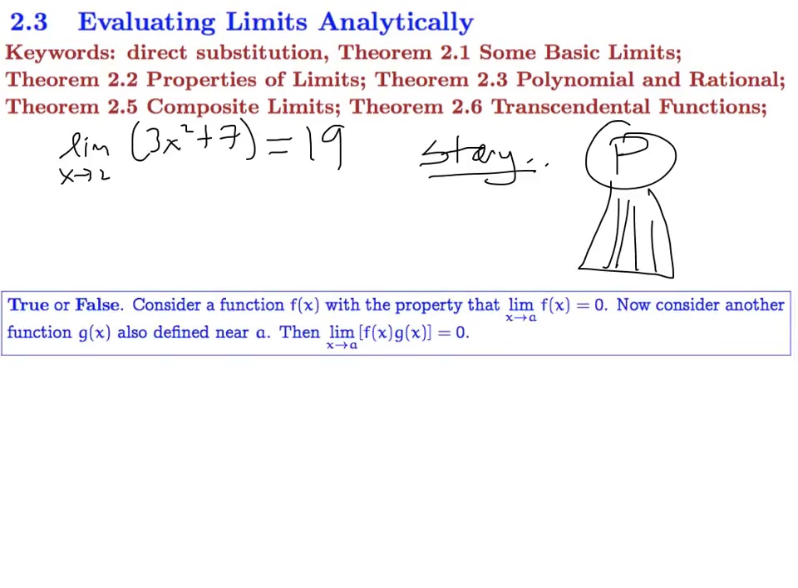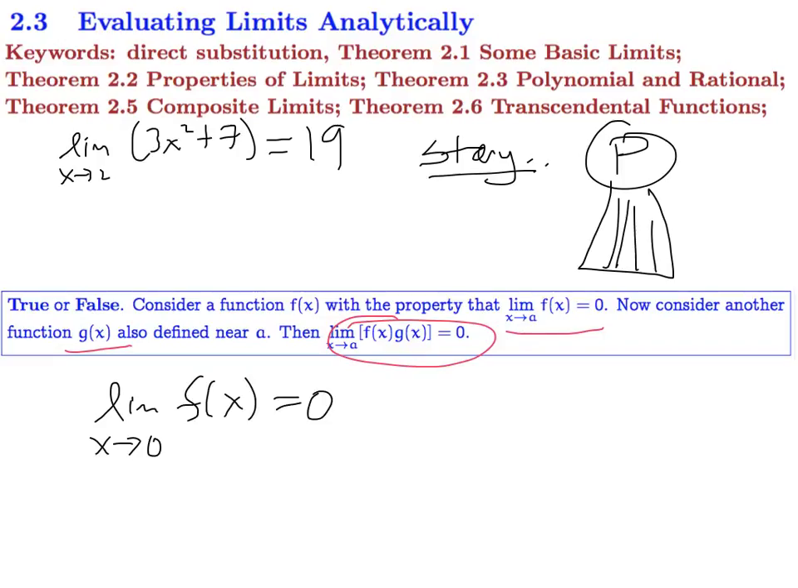Oh, and here's a fun problem to think about with limits. Either true or false, consider a function f of x with the property that the limit as x approaches a of f of x equals 0, and consider another function g of x. Is it going to be true that if you multiply these functions together and take their limit, you get 0? So let's make it really certain. Instead of a, let's make it 0. So the limit as x approaches 0 of f of x equals 0.